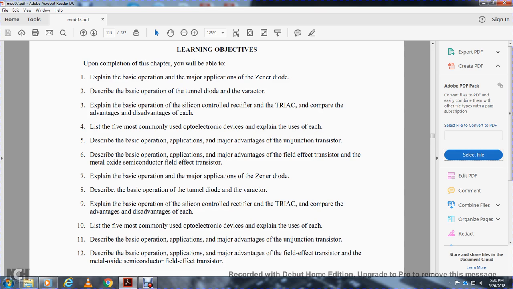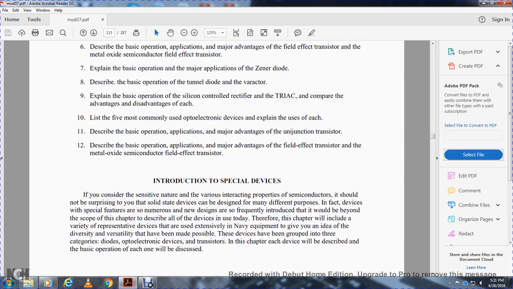Compare the advantages and disadvantages of each. List 5 most commonly used optoelectronic devices. Explain the use of each. Describe the basic operation, application, major advantage of the unijunction transistor. Describe the basic operation, application, major advantage of the field effect transistor and the metal oxide semiconductor field effect transistor.